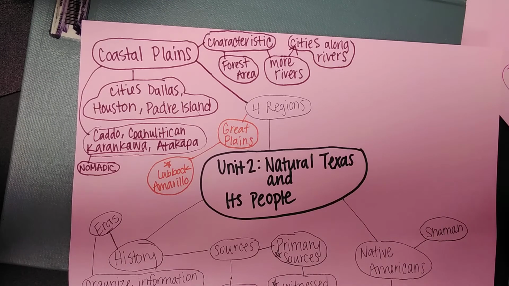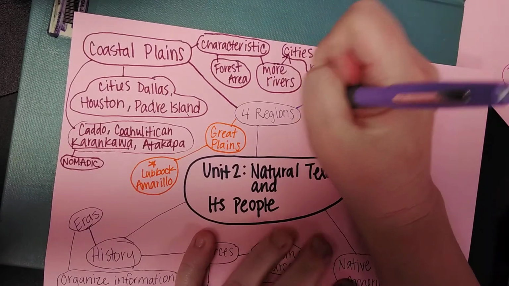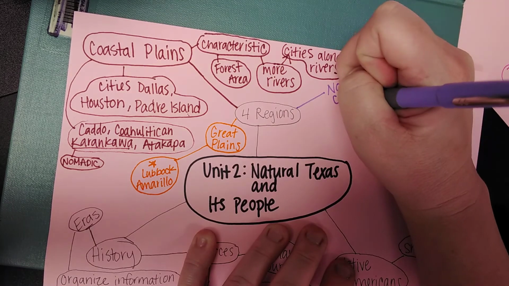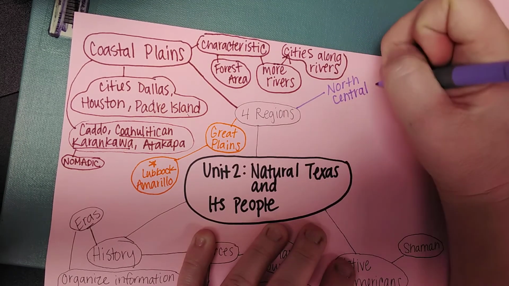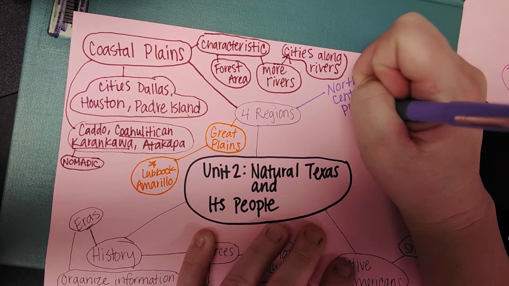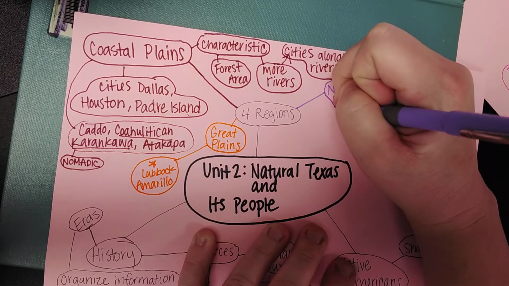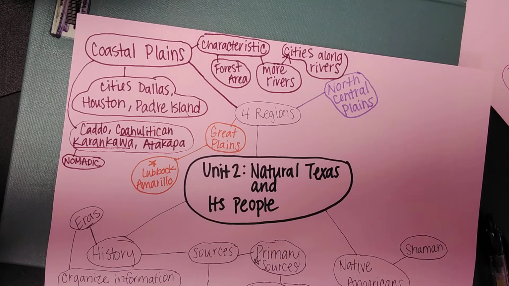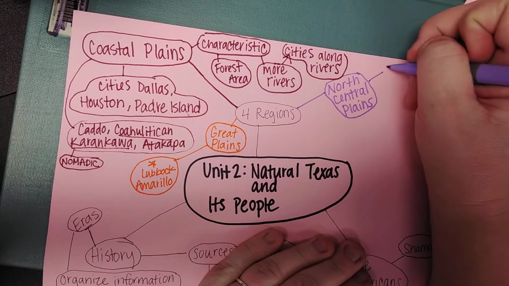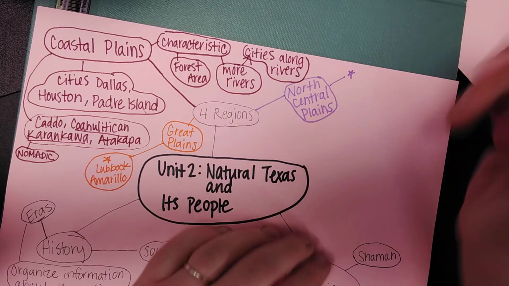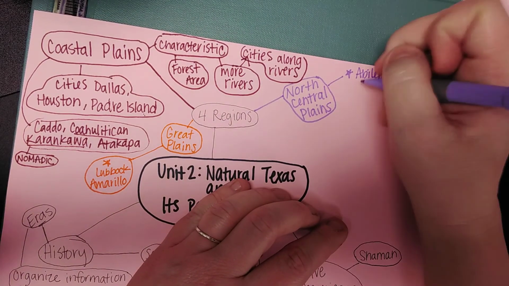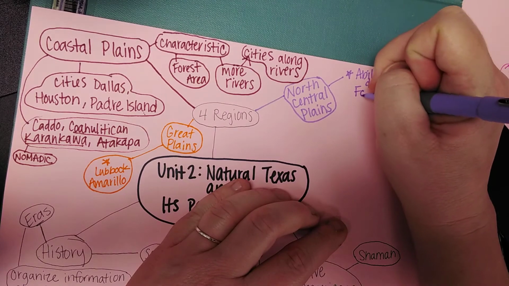Alrighty. Next is the North Central Plains. And that's where we are. The North Central Plains, also not on your test. You need to know where that is, but you don't need to know that that's where Abilene is, and also Fort Worth.